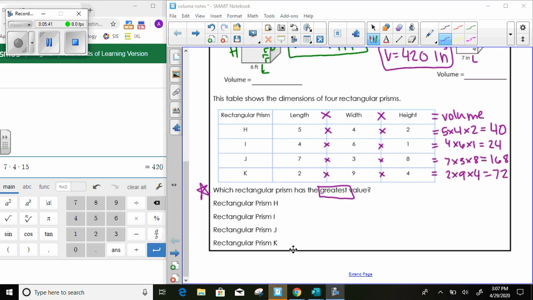Now that you've made your calculations, we know that H has a volume of 40, I has a volume of 24, J has a volume of 168, and K has a volume of 72. Now to answer our question, we need to make sure we pick the one that has the greatest value, and comparing these volume values that we calculated, we can tell that J has the greatest volume because 168 is the greatest of all of these rectangular prisms.